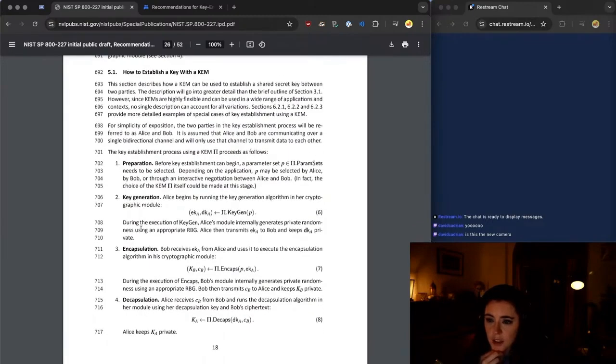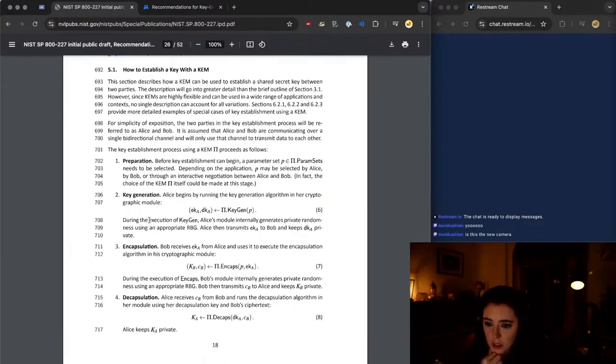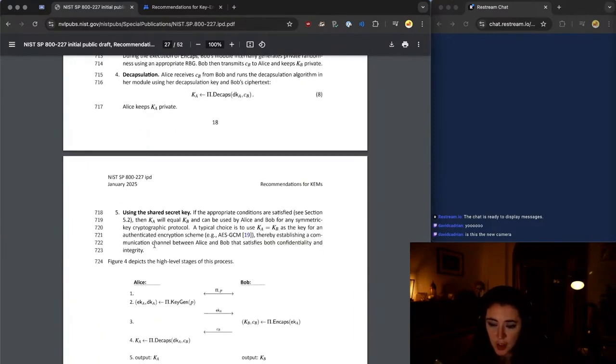This is just literally how to do key establishment using a KEM in a generic protocol. So you decide on which scheme you're using, you decide on the parameters you're using. Alice generates a key pair and sends her public encapsulation key to Bob. Bob uses that, encapsulates to Alice's key and spits out the shared secret and the ciphertext. He sends the ciphertext over to Alice. She decapsulates the ciphertext using her decapsulation key and also spits out the shared secret. So shared secret, shared secret.